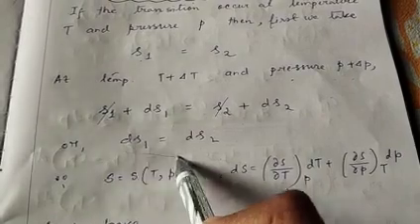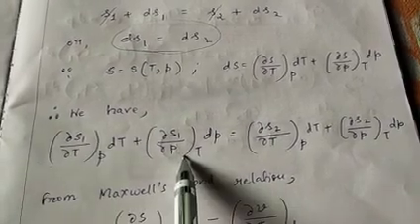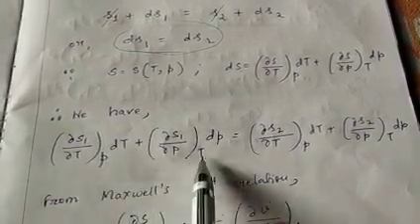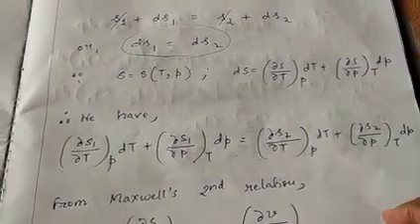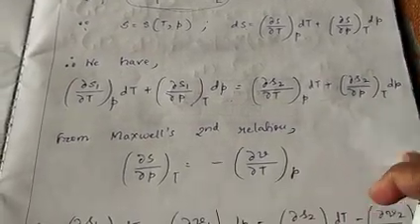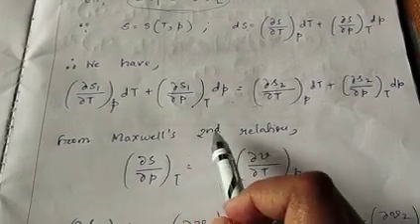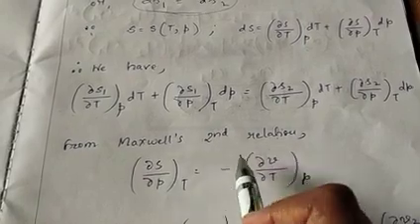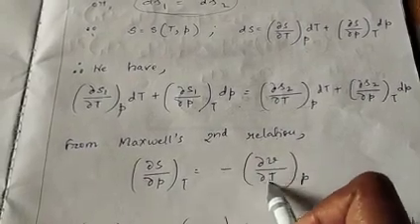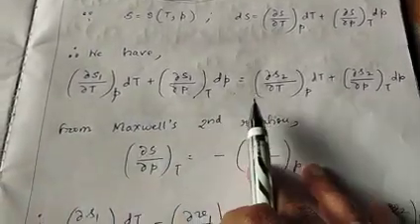So from this relation, dS1 we can write like this: del S1 del T at constant P dT plus del S1 del P at constant T dP, and dS2 we can write similarly with del S2. Next we will replace this del S del P term using Maxwell's second relation. Del S del P at constant T, using Maxwell's second relation, we know it is minus del V del T at constant P. So what happens to this equation?